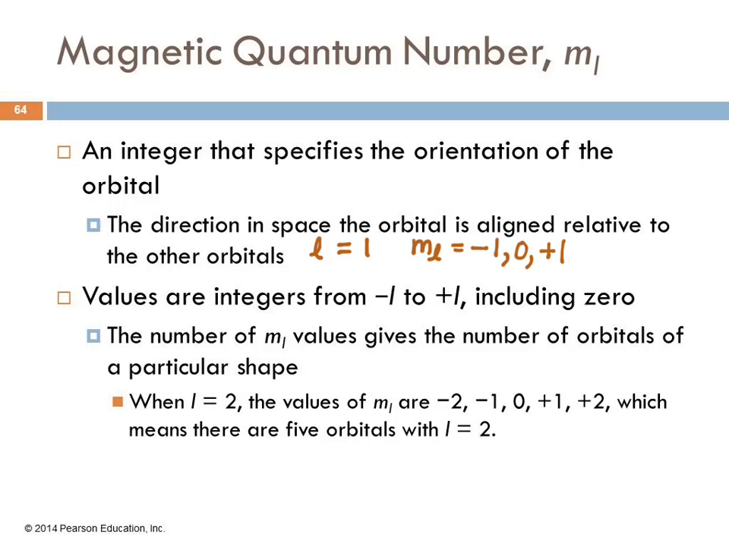And that gives us the number of orbitals of that particular shape. The p orbitals, there's 3 of them, and there's 3 different orientations. So if L is 2, the values of M sub L are from minus L to plus L, including 0. And so there we get 5. Any questions? How about why? Why do we have to talk about this?